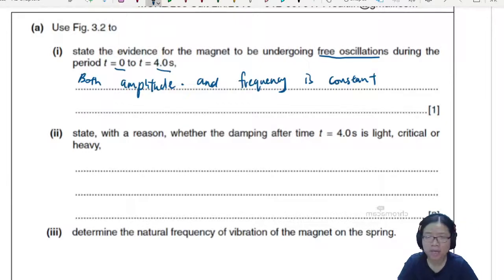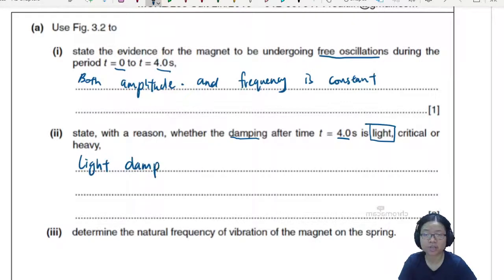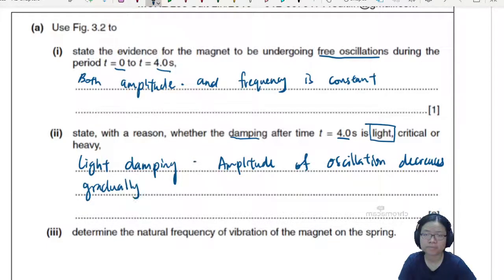State with reason whether the damping after 4 seconds is light, critical, or heavy. This is obviously light damping because the amplitude of the oscillation decreases gradually. So light damping, okay? This is because the amplitude of oscillation decreases gradually over time, or exponentially over time, but decreases gradually is a better phrase for this description.